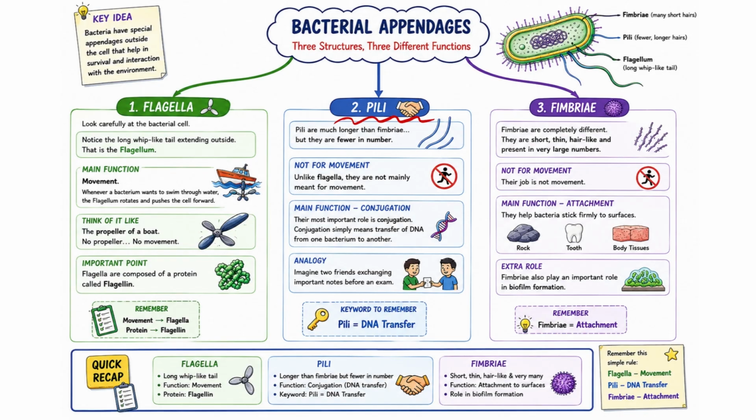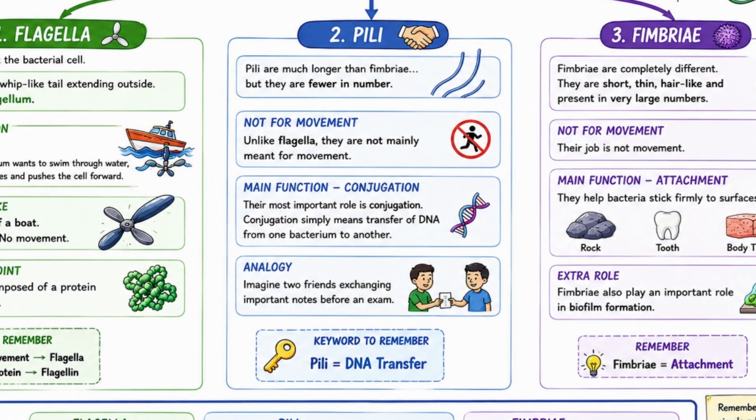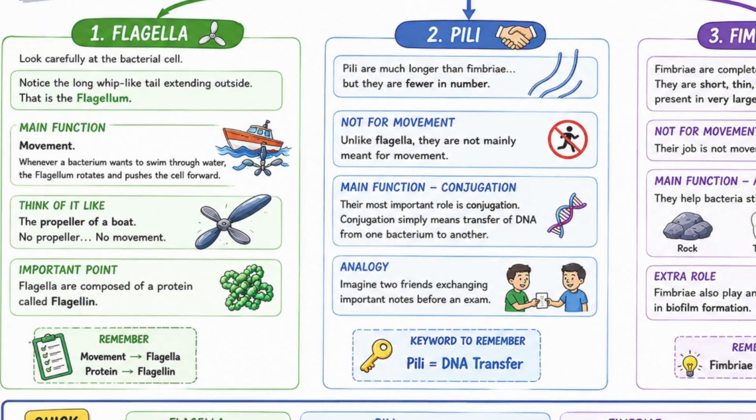Pili. Now look again. Pili are much longer than fimbriae, but they are fewer in number. Unlike flagella, they are not mainly meant for movement. Instead, their most important role is conjugation. Conjugation simply means transfer of DNA from one bacterium to another. Imagine 2 friends exchanging important notes before an exam. Similarly, 2 bacterial cells can exchange genetic information through pili. So remember one keyword: pili equals DNA transfer.